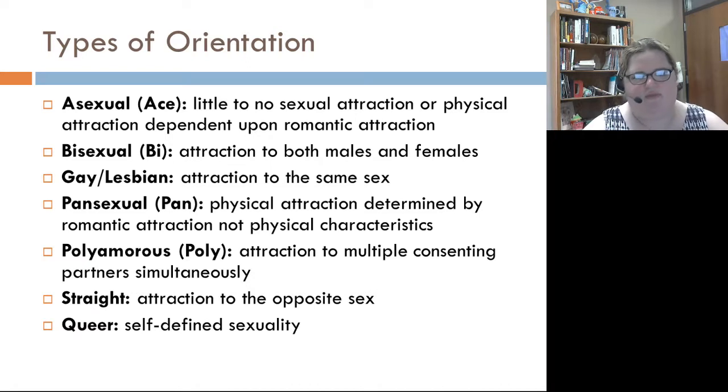Polyamorous, or poly, is when you're attracted to multiple consenting partners simultaneously. And people are like, whoa, whoa, whoa. I don't understand that. That is too much for me. Okay, well, hold on. Just chill out for a sec. We're going to talk about it.